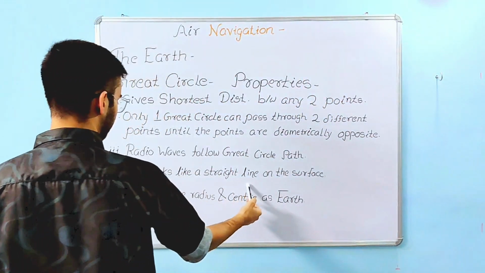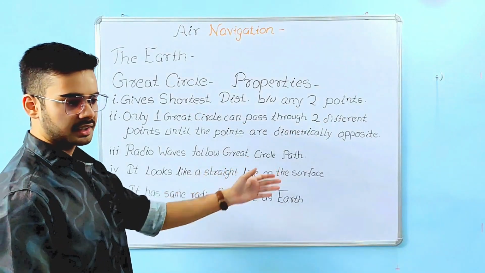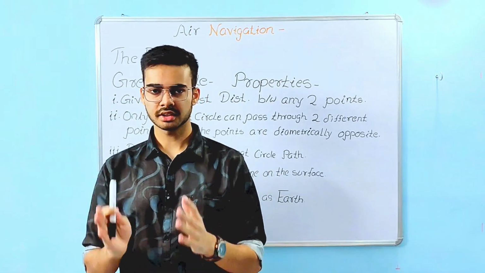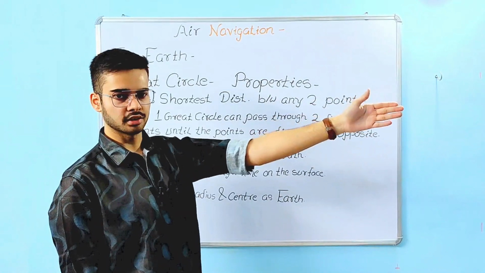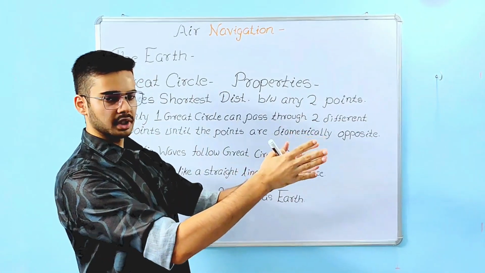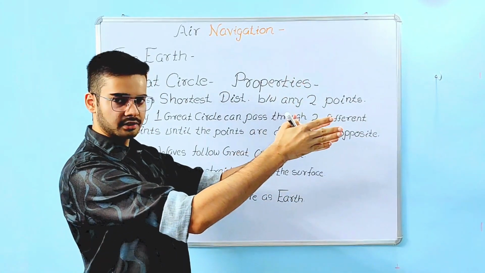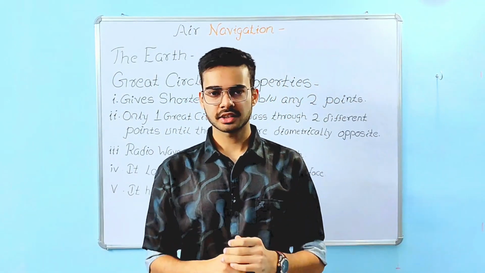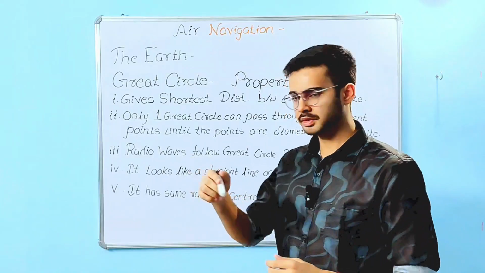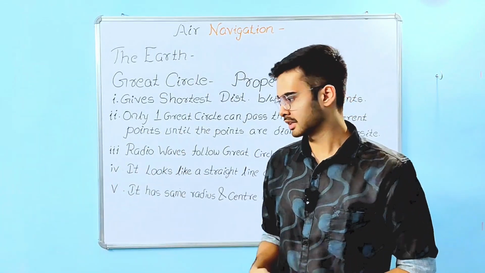Then the last two, very simple. Fifth, it looks like a straight line on Earth's surface. So if I'm in India and let's say there is Washington right ahead of me, if I draw a great circle path, it will look like a straight line for me. I will have to walk just straight to reach Washington. It's as simple as that. It means that we do not need to curve or something like that.